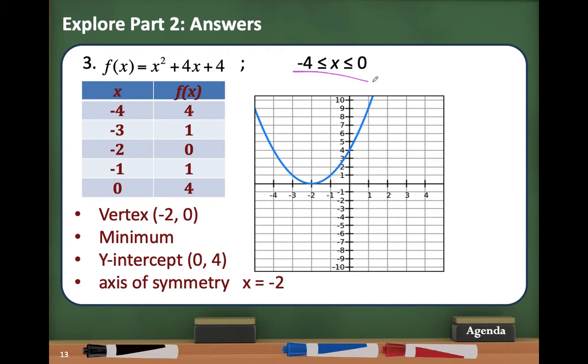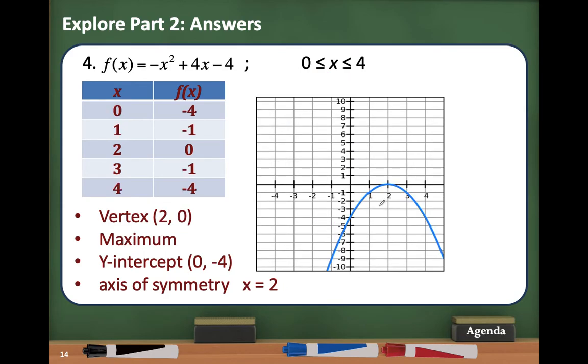I want you to do the numbers from -4 to 0. Whole numbers, so not whole numbers, sorry, integers. -4, -3, -2, -1, 0. When you plug them in, you get 4, 1, 0, 1, 4. And here's a shape of your graph right here. The vertex is down here, right there. It's another minimum. That's interesting. Y-intercept over here, we're trying to discover what's going on with the Y-intercept. It's right there. And the axis of symmetry, there it is, x equals -2.